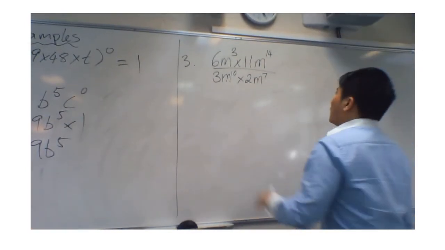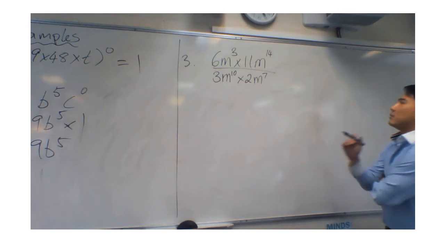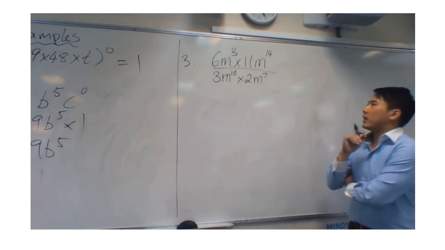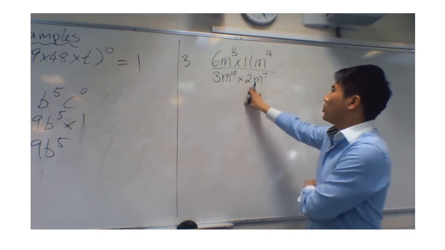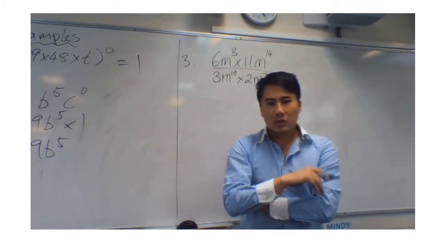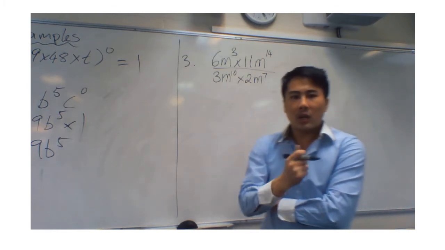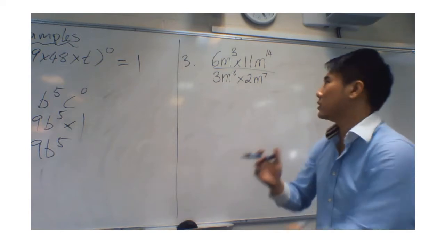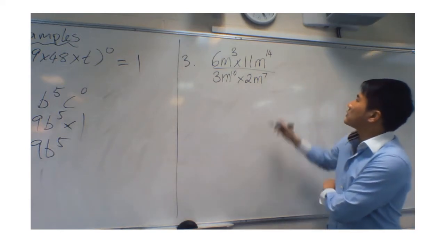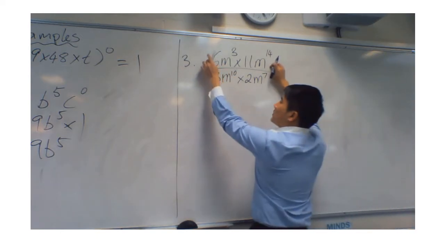Let's look at question 3. Okay, 6m to the power of 3 times 11m to the power of 14 divided by 3m to the power of 10 times 2m to the power of 7. So in this case, we're going to use all of the first 3 index laws. Alright, so let's see if we can sort out what's upstairs first.